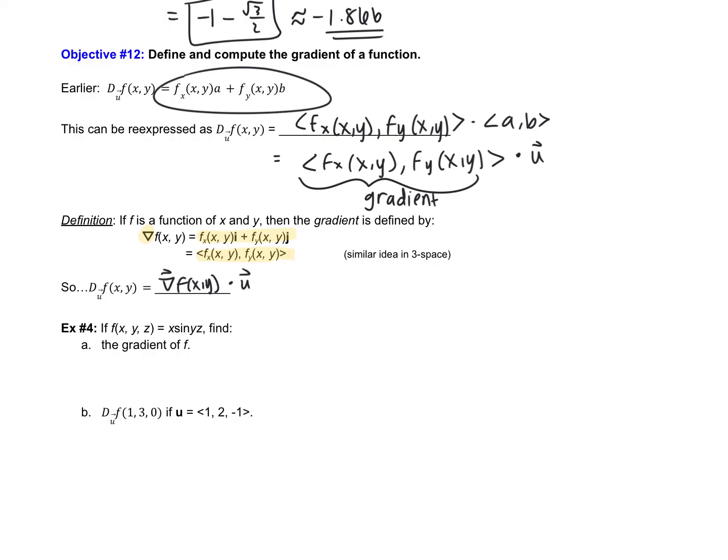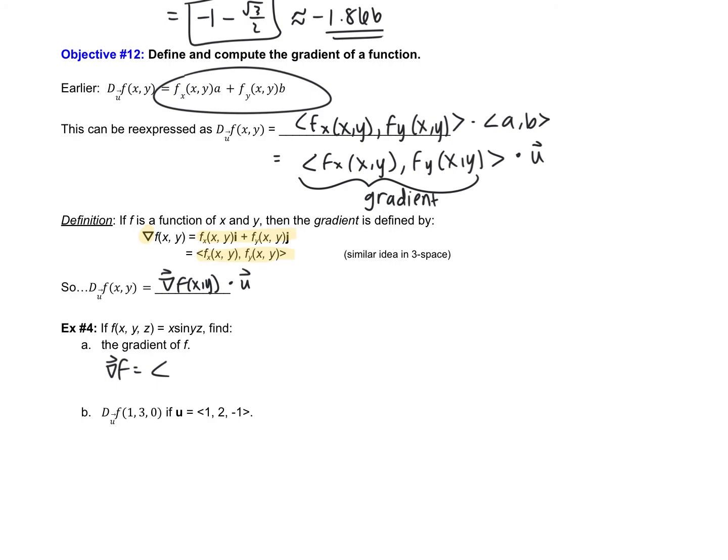So as a reminder, this is one way to write the vector. This is the other way to write a vector, bolded versus with vector notation. So let's see how we're going to use this. In example 4, we have some function of 3 variables. First, we're going to find the gradient of f, and then we're going to find the directional derivative. So let's get started. Gradient of f.